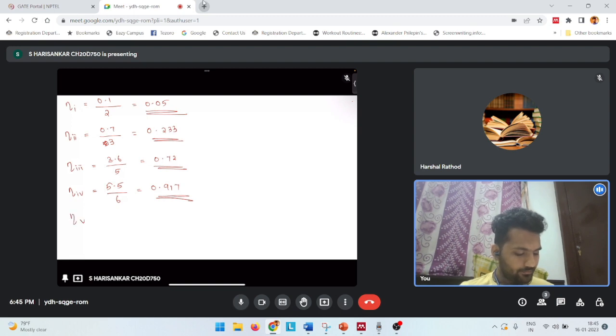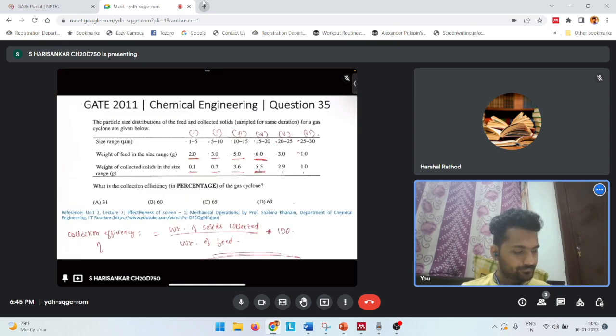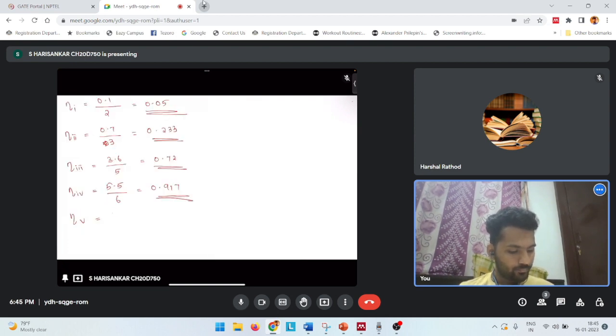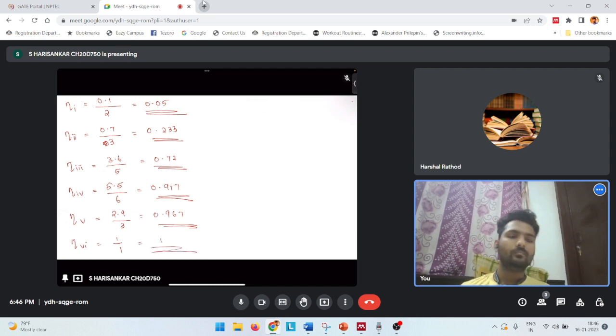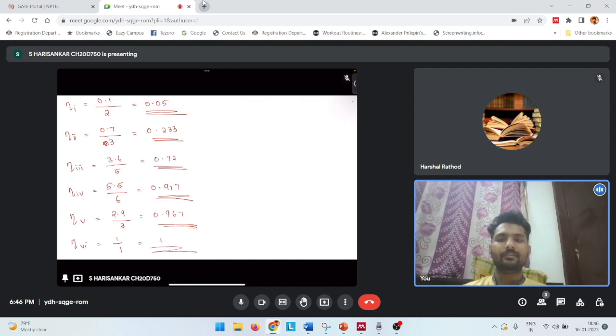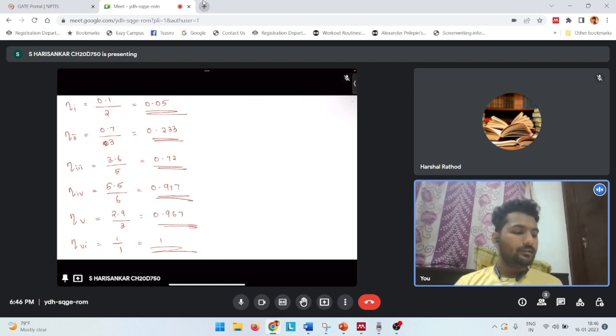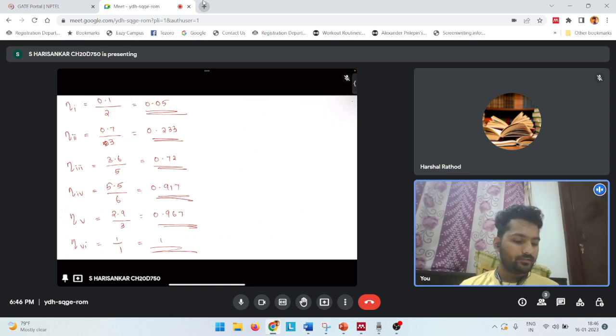Efficiency in the size range 5 will be 2.9 divided by 3, and that will be 0.967. And the efficiency in the size range 6 will be 1 by 1, and that will be equal to 1. So these are the individual efficiencies in the different size ranges given in this question, size ranges 1, 2, 3, 4, 5 and 6.